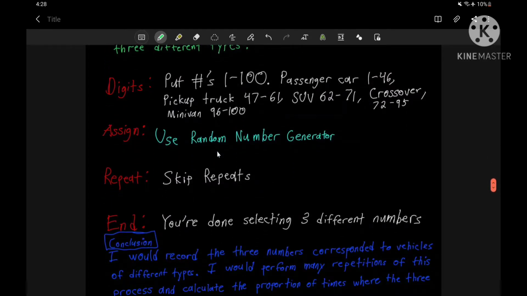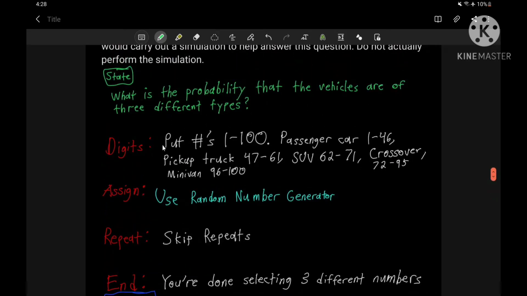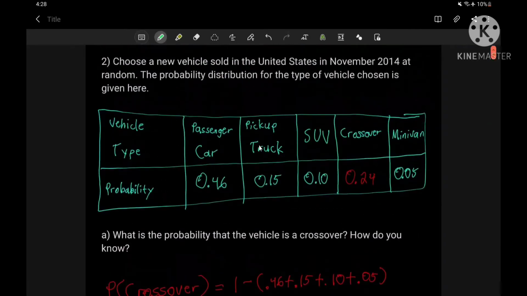After that, they're trying to make us do the DARE strategy. The D is for digits, A for assign, R for repeat, and E for end. For digits, I put numbers 1 through 100, just because this is trying to add up to 100%. So like 1% through 100%.